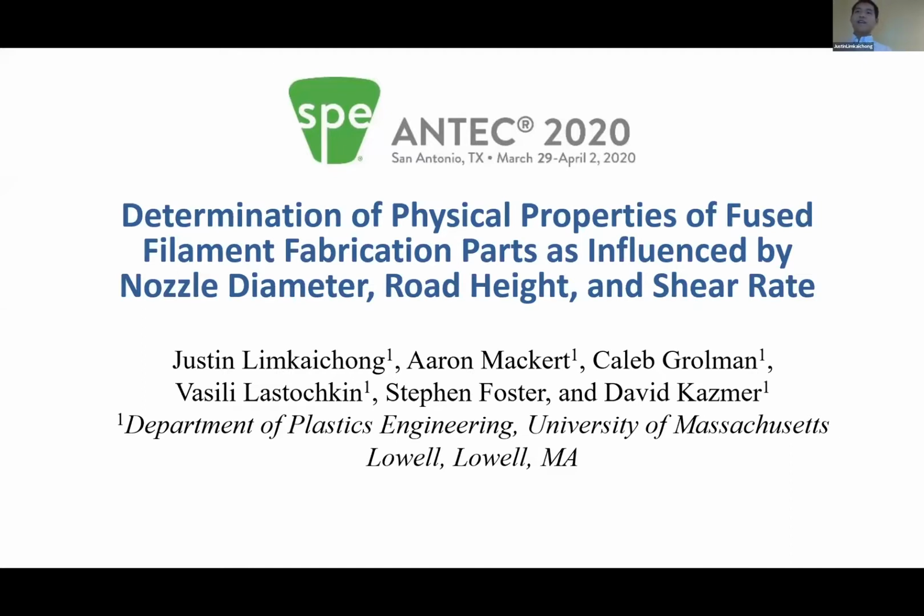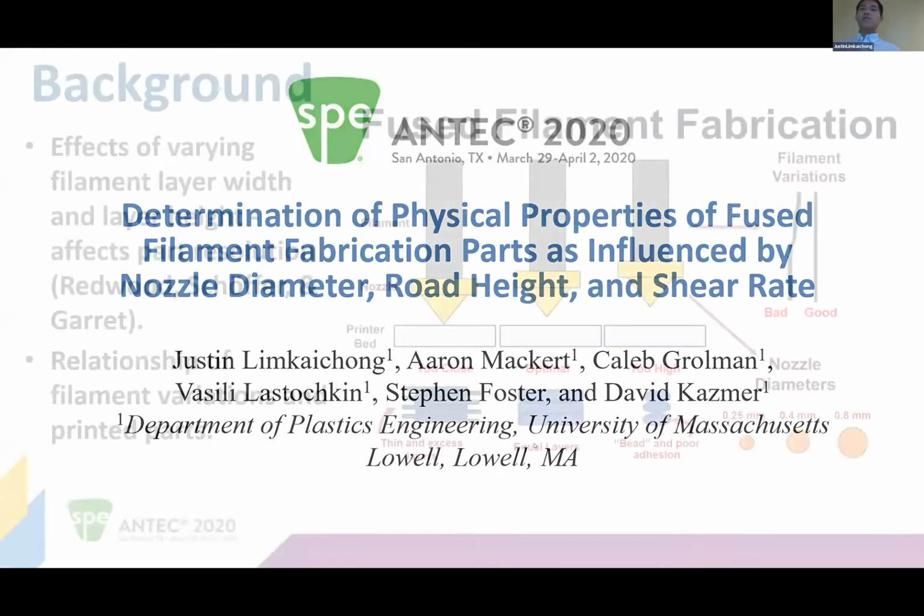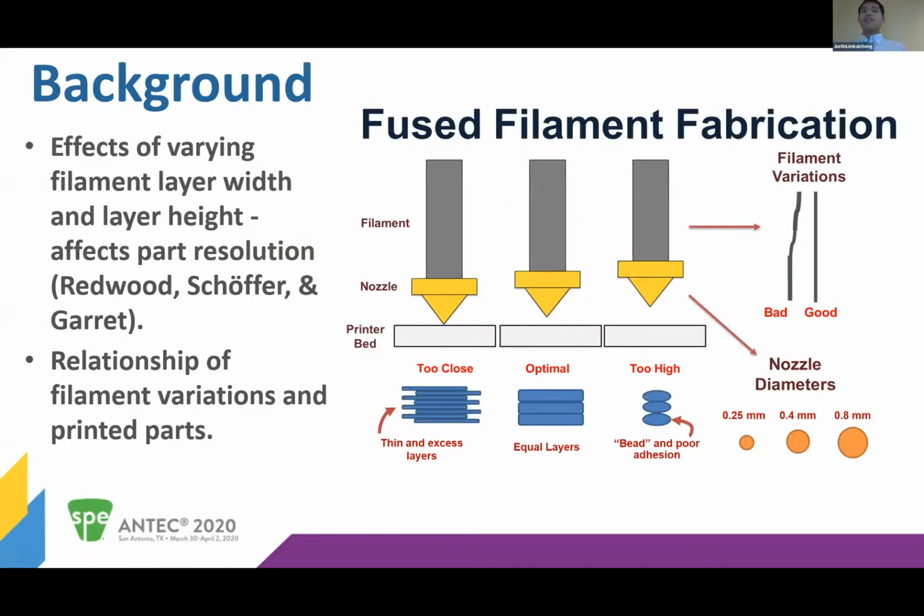So just to give you a quick background on the research, according to Redwood, Schöffer, and Garret in their 3D Hubs printing guide, your resolution is basically affected by your layer width and your layer height. And your layer width is basically a function of your nozzle diameter, which you can vary from around 0.25, 0.4, and 0.8 millimeters, which we did. I know that you can also go as high as 1 millimeter.